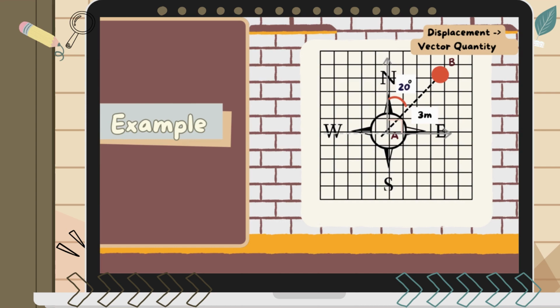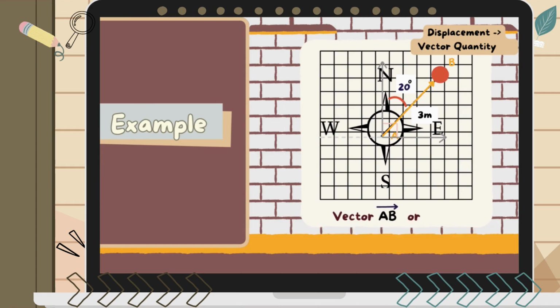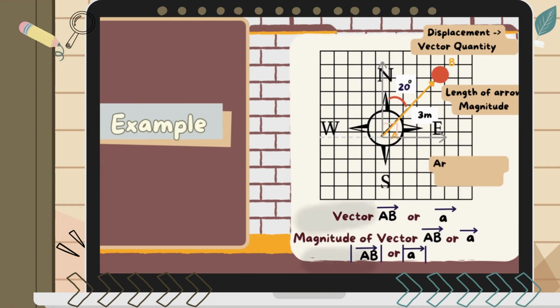As we saw earlier, we can represent a vector by an arrow. So the displacement vector is represented by an arrow with its initial point as A and its terminal point as B. It's denoted like this with an arrow above the letters. Or we can also denote it by a single letter like this. The length of the arrow represents the magnitude of the displacement vector, which is denoted like this. And the direction of the arrowhead represents the direction of the vector. So we see that we can represent a vector in general by an arrow.